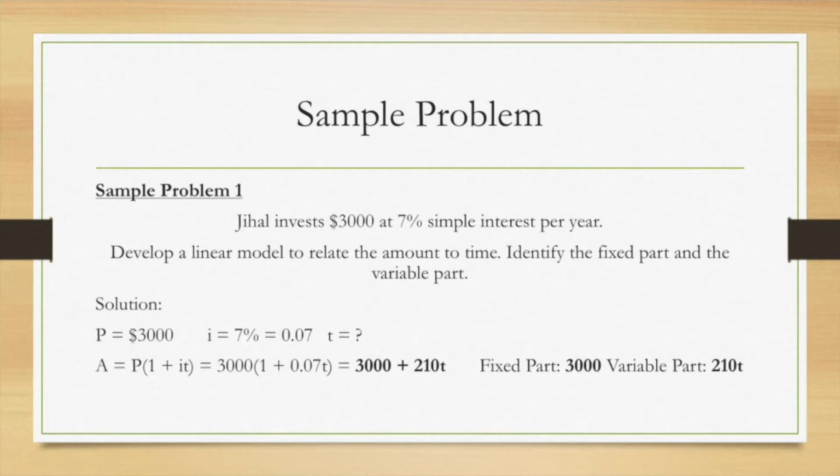G Hall invests $3,000 at 7% simple interest per year. Develop a linear model to relate the amount to time. Identify the fixed part and the variable part. So here's my solution. P equals 3,000, I equals 7% or 0.07, and T is unknown. I've taken my known values and plugged it into the formula for amount. I've then fully simplified to get 3,000 plus 210T. The fixed part here is 3,000 and the variable part here is 210T.